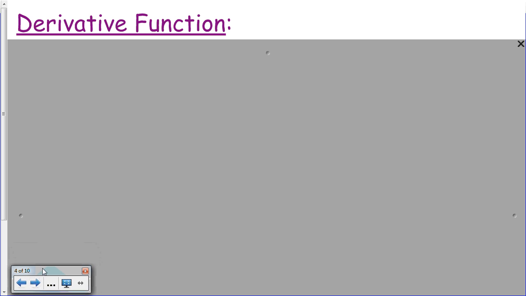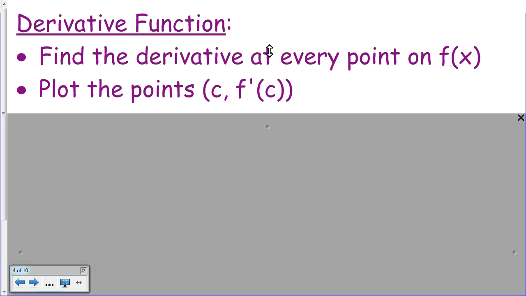All right, so that brings us to this idea of a derivative function. When we talk about a derivative function, we're talking about starting with some function f of x, and then using that to come up with this new derivative function. So what is the derivative function? Well, here's what a derivative function actually is. A derivative function is found by finding the derivative at every single point on your function f of x. So start out at x equals 0 and find the derivative. Then at x equals 1, find the derivative, and so forth. X equals 2 and x equals 3. Find the derivative at every single point on that function.